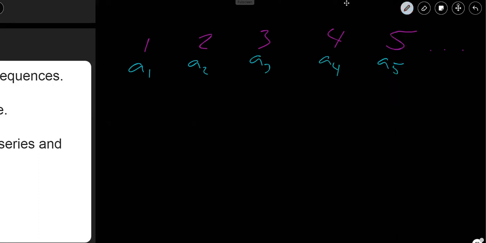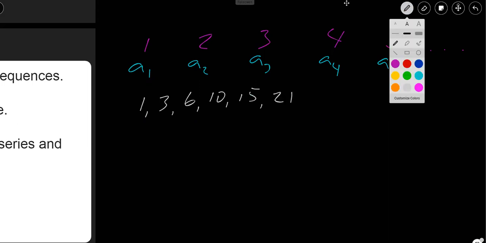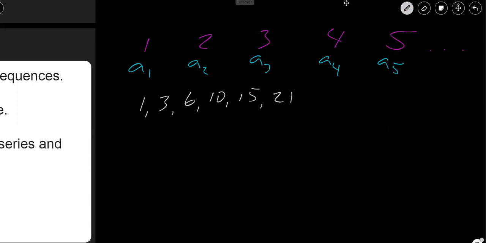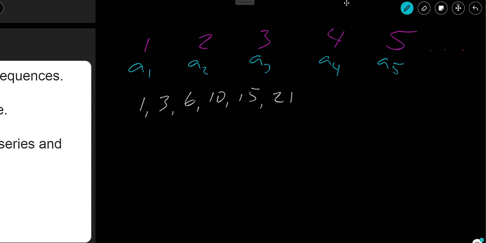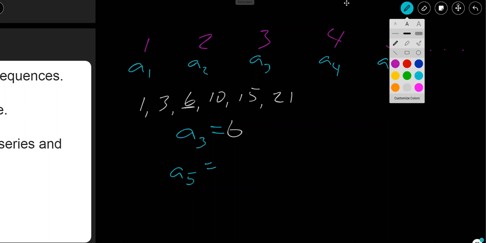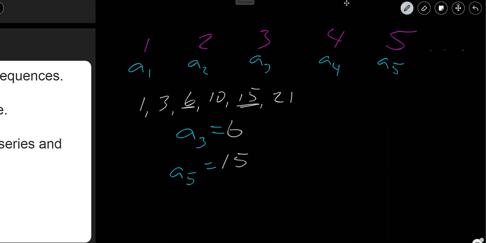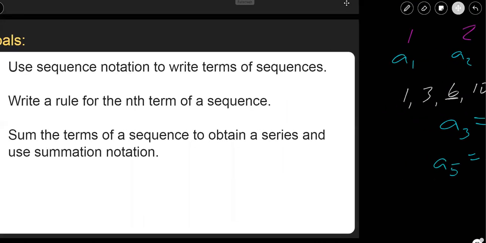Of course, we could have a sequence. Maybe my sequence is the following. And this sequence, 1, 3, 6, 10, 15, 21, it's got 6 terms in it. It's a finite sequence because it ends. And if I wanted to know the value of A3, it would just be the value in the third position. So that would be 6. If I wanted the value of A5, that would be the value in the fifth position, and that would be 15. So that's the standard notation for sequences.